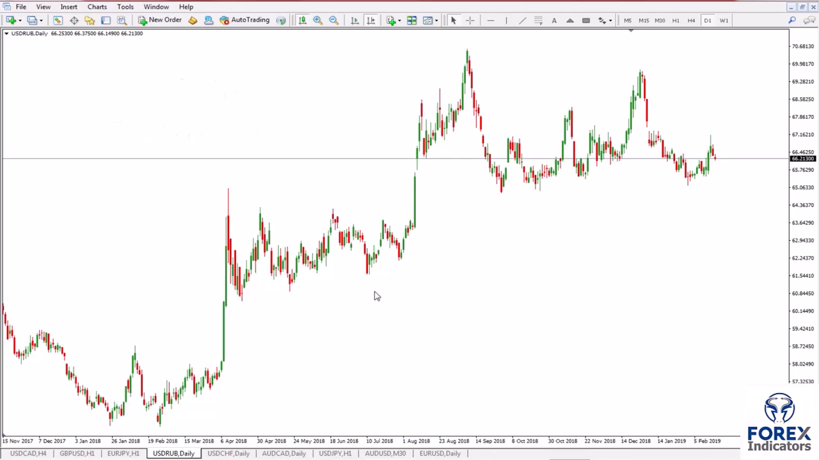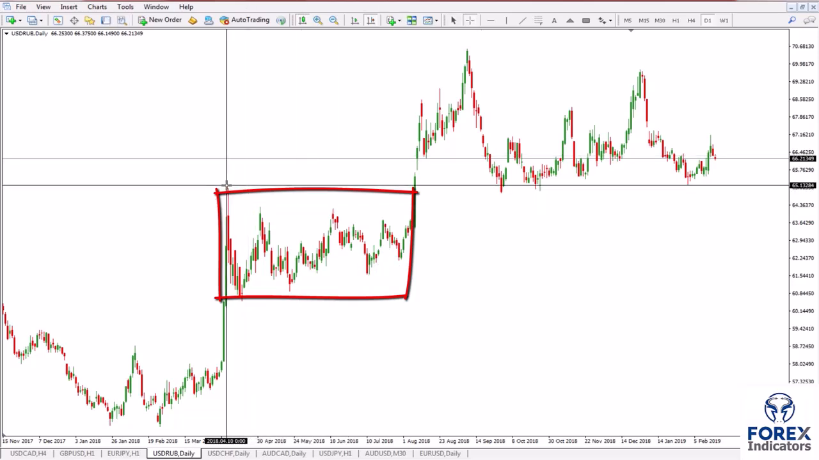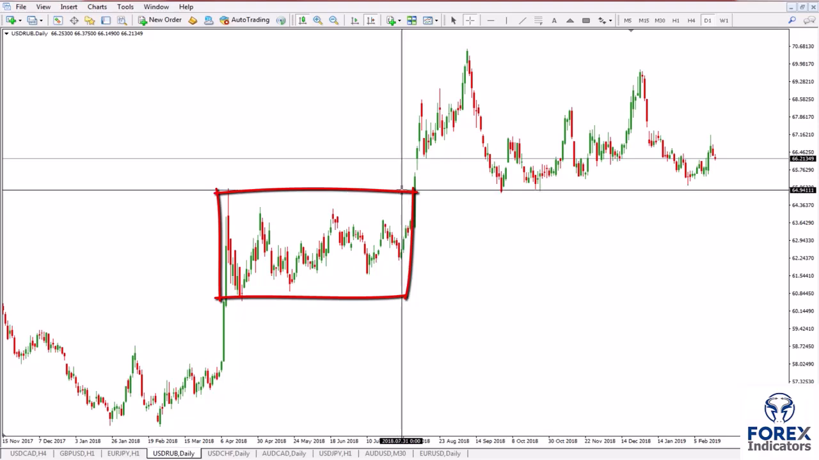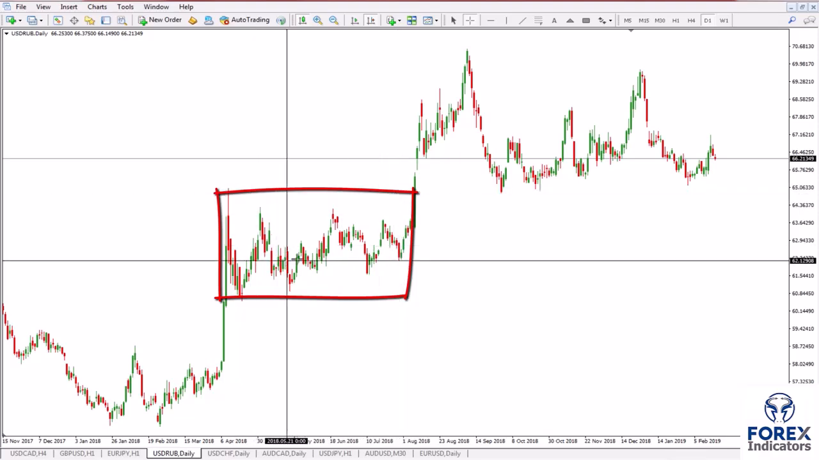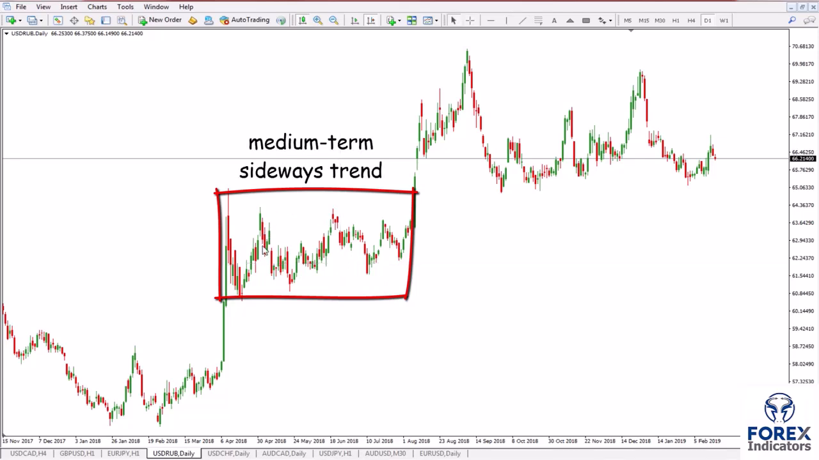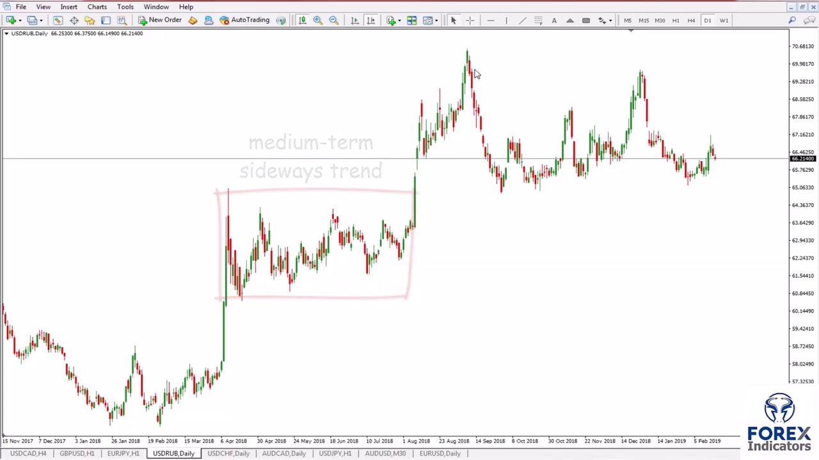Please pay attention to this part of the chart. We can see that this is a period of consolidation. We do not have a clear fall or growth, which means that this is a sideways trend. This is not a long-term trend, as it has lasted for several months, from April to August, about 4 months, which means that on the same chart we have a medium-term trend, and that is a sideways trend.